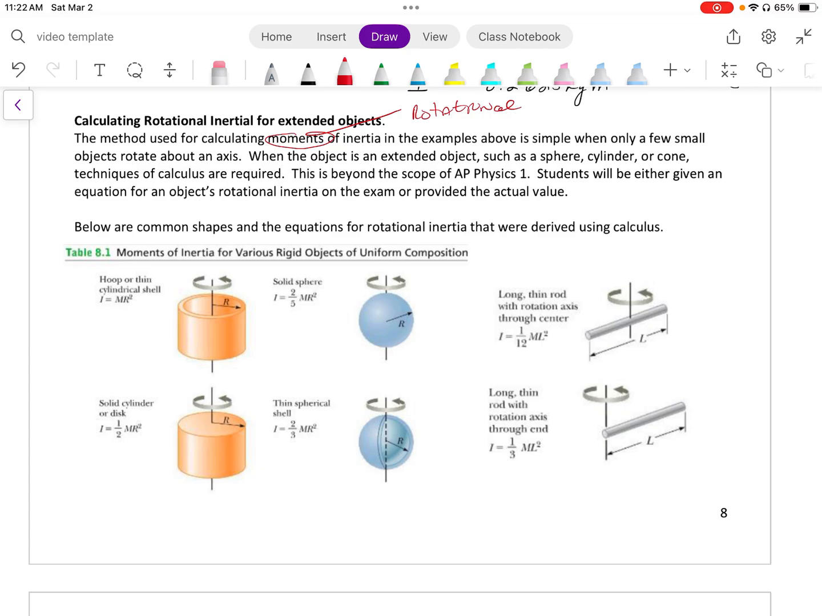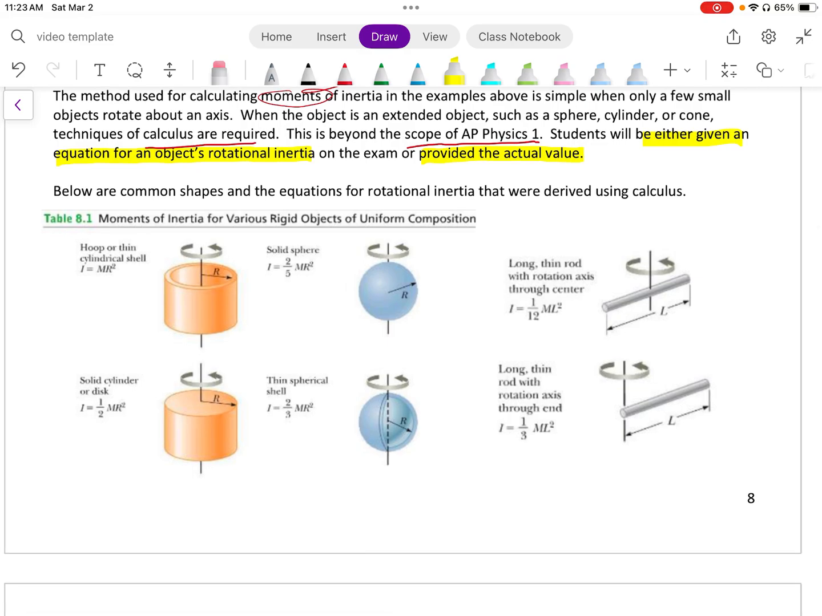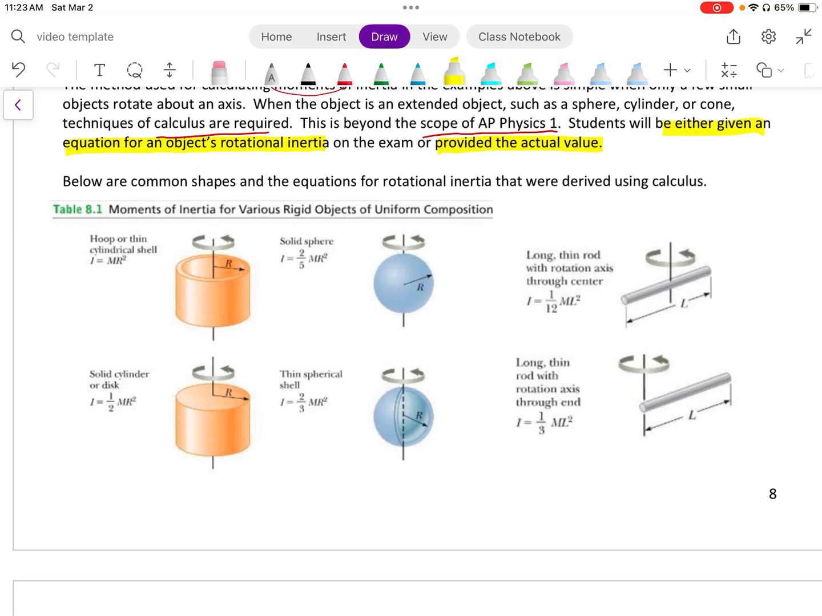However, when an object is an extended object, such as a sphere, a cylinder, or a cone, techniques of calculus are required. Good news for you is that this is beyond the scope of AP Physics 1. You will not be required to do that. On the AP Physics exam, you will either be given an equation for the object's rotational inertia, or actually provided the value, where they will state the rotational inertia of the object about this axis is whatever in kilogram meters squared.